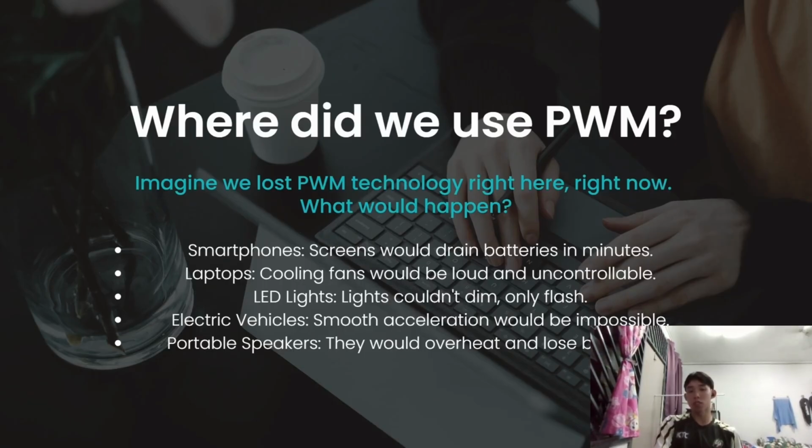I want us to imagine a world where we suddenly lost PWM technology right now. What will happen? First of all, you will notice that your screen drains the battery very fast, starts to heat up, and you can't control the brightness. The same thing happens in a laptop, where your cooling fan can't be controlled and will be very loud. The LED lights around your room will flicker, and won't be dim or continuous light. And if you are sitting in an EV car right now, you notice that the car can't accelerate smoothly.